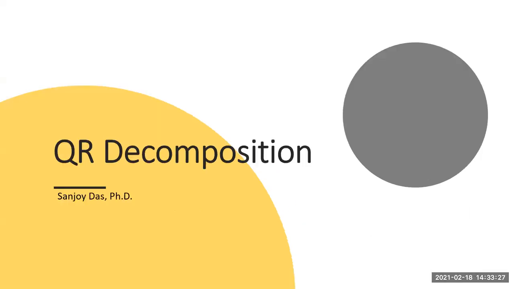So today we will do QR decomposition. QR decomposition is another way to solve overdetermined systems, and I shall illustrate that with some examples.